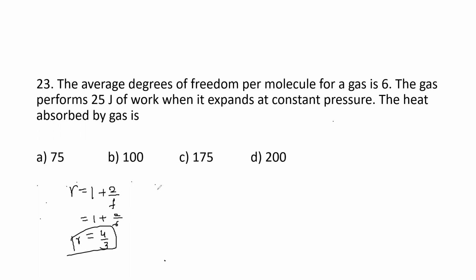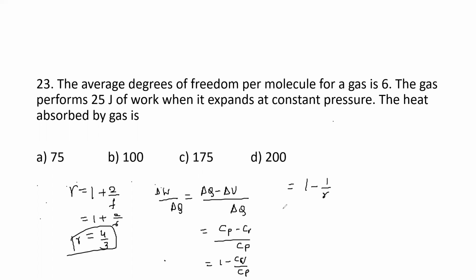Next, to calculate the heat absorbed, the work done divided by heat absorbed is equal to, work done is given by delta Q minus delta U, divided by delta Q. So this is equal to Cp minus Cv divided by Cp, that is 1 minus Cv by Cp. So here we have delta W by delta Q is equal to 1 minus 1 divided by gamma.